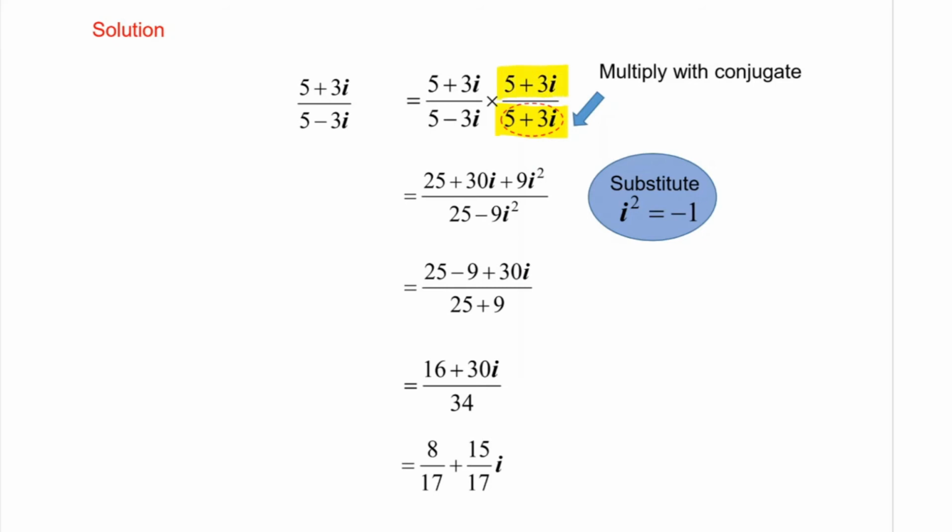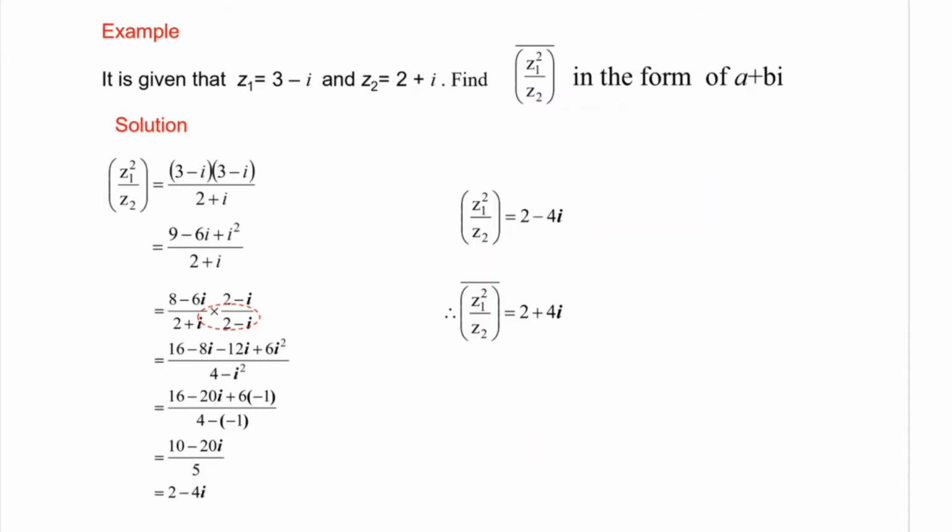After that, expand it and substitute i squared with -1. Simplify the answer in the form of a + bi. Read the question carefully. To solve it, first we express z1 squared over z2 in the form of a + bi. Then only we get the conjugate from it.